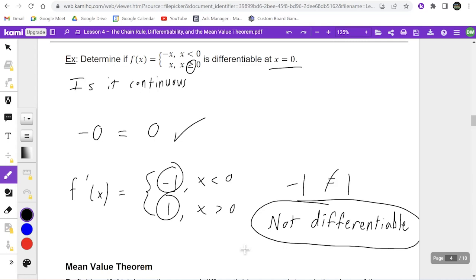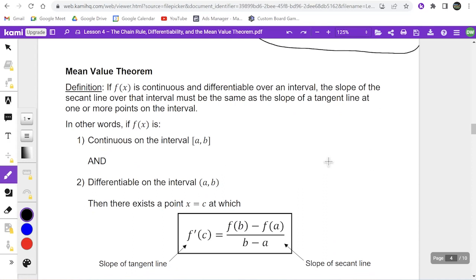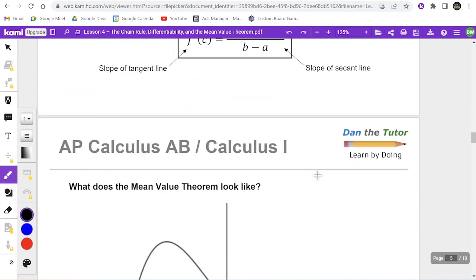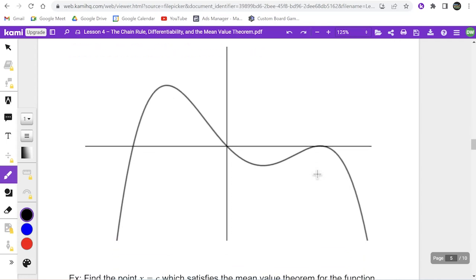No? Okay then. So we're going to move on. We're going to be doing more examples of chain rule and differentiability at the end. But first we need to talk about the mean value theorem. So the mean value theorem, I think it's going to make more sense to talk about the next page first. What does the mean value theorem look like? So this is like the next page. You can turn to it. I'd recommend filling it out.